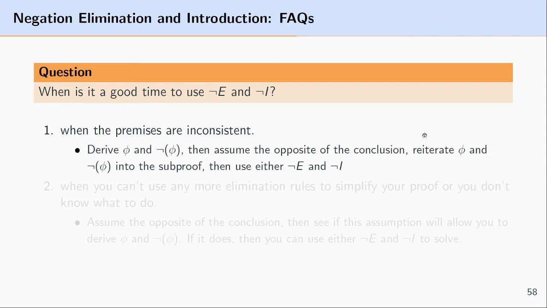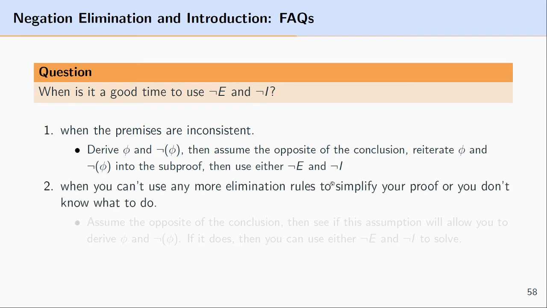So the tactic in a proof would be, if you have a set of formulas that you're reasoning from, you simply use the other rules that you have to derive phi and not phi, or a formula and its literal negation. Then you'll assume the opposite of the conclusion, reiterate phi and not phi into the subproof, and then use either negation elimination or negation introduction, whichever one is pertinent here.